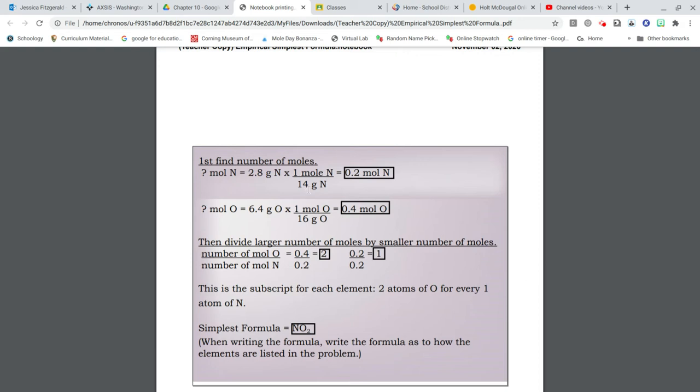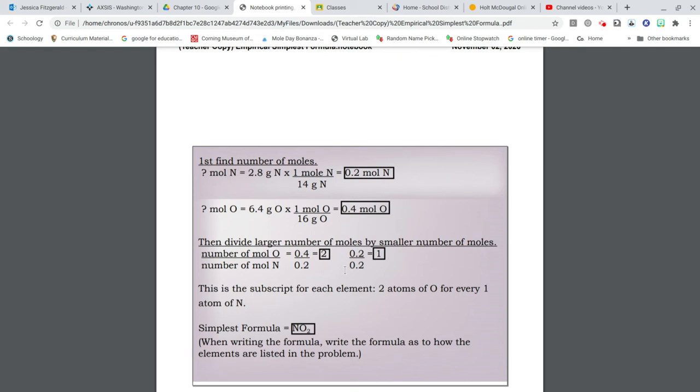So we're going to round the mass of nitrogen to 14 from the periodic table and the mass of oxygen to 16. So we take 2.8 times 1, which is 2.8, divided by 14, and we get 0.2 moles of nitrogen. And 6.4 times 1 is 6.4 divided by 16, and we get 0.4 moles of oxygen. Please notice that I'm labeling my moles of nitrogen and oxygen. So make sure you do that too, because that's going to help you in setting up your next step.